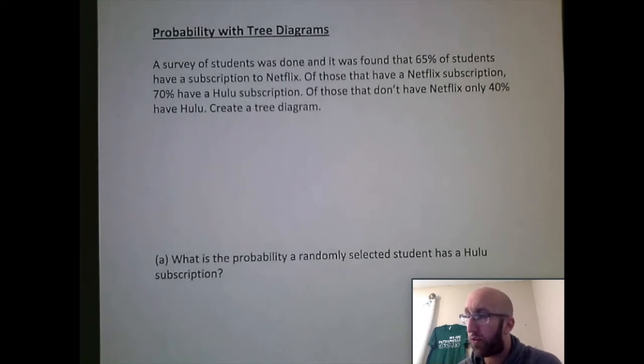I have a survey of students was done, and it was found that 65% of students have a subscription to Netflix. Of those that have a Netflix subscription, 70% have Hulu. Of those that don't have Netflix, only 40% have Hulu. It says create a tree diagram. How I go about doing my business is I look at what are the categories that they talk about? What things do they talk about? There's talk of Netflix and there's talk of Hulu.